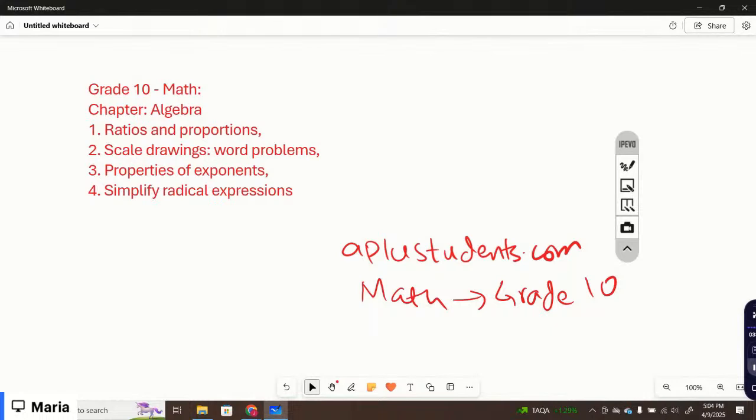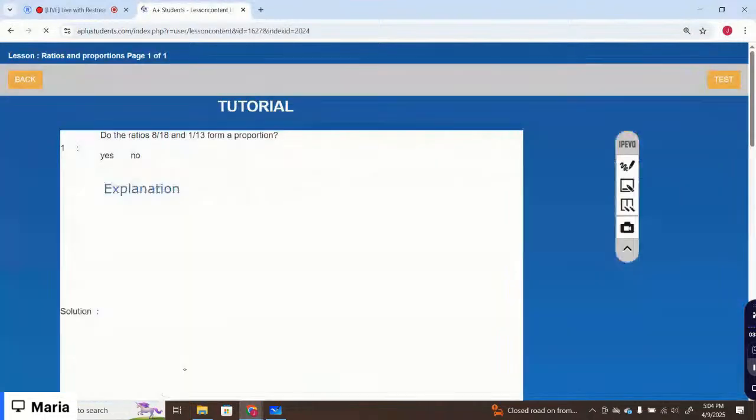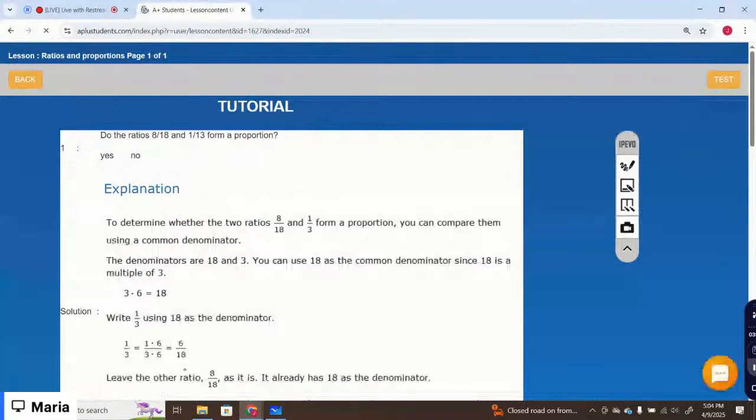There you can find a list of the chapters. We're going to start with the chapter Algebra. The lessons we're going to cover today are ratios and proportions, scale drawings word problems, properties of exponent, and simplify radical expressions. So please make sure you have your notebook and pencil so that you can note down the important examples and definitions as well. Let's just start with the first lesson, that is ratios and proportions.